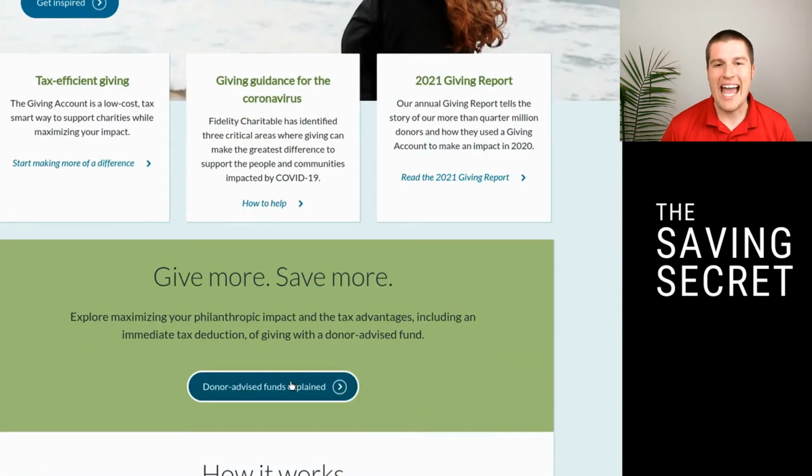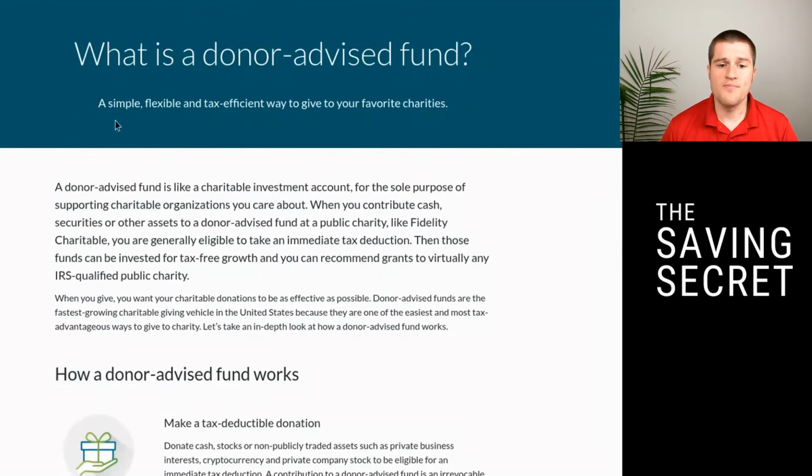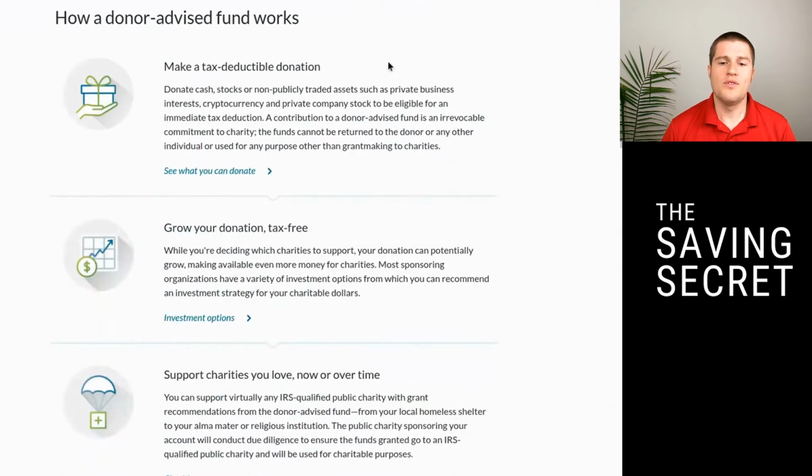So what exactly is this donor advised fund that Fidelity offers? We'll click on that, and it'll talk about what a donor advised fund is. It's a simple, flexible, tax efficient way to give to your favorite charities. It really is amazing. So how does a donor advised fund work? How does it all come together? If you're familiar with a health savings account, it's very similar to that.